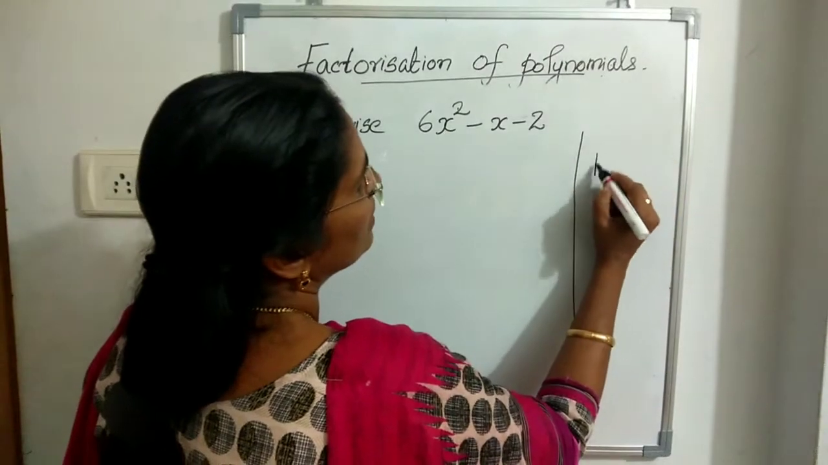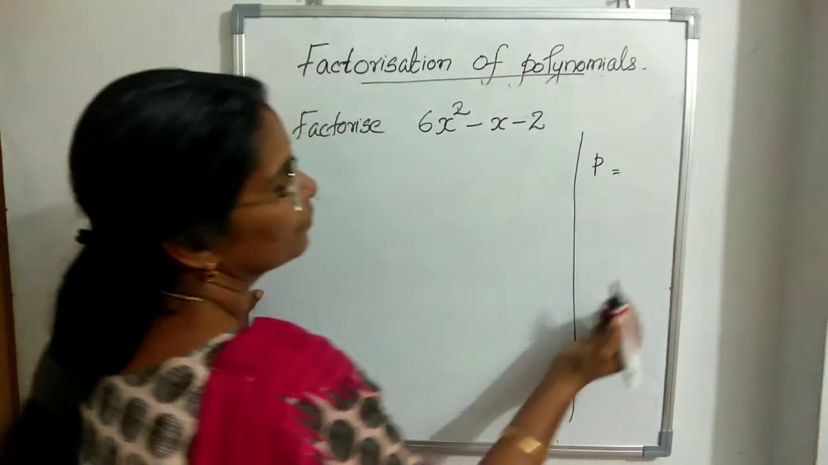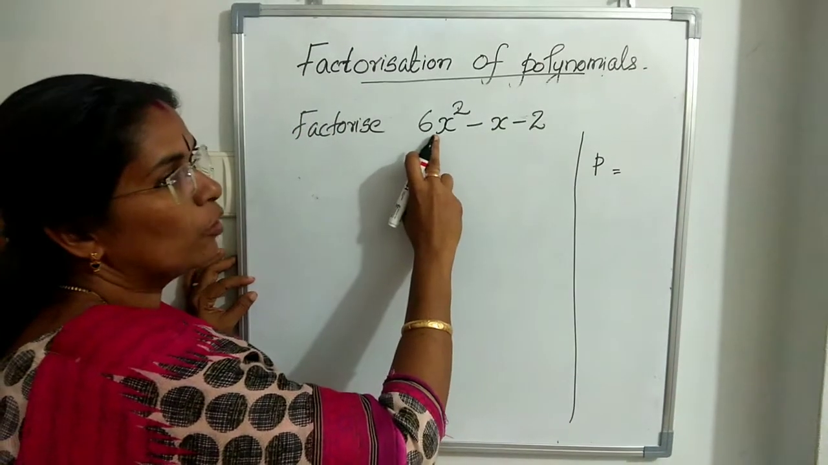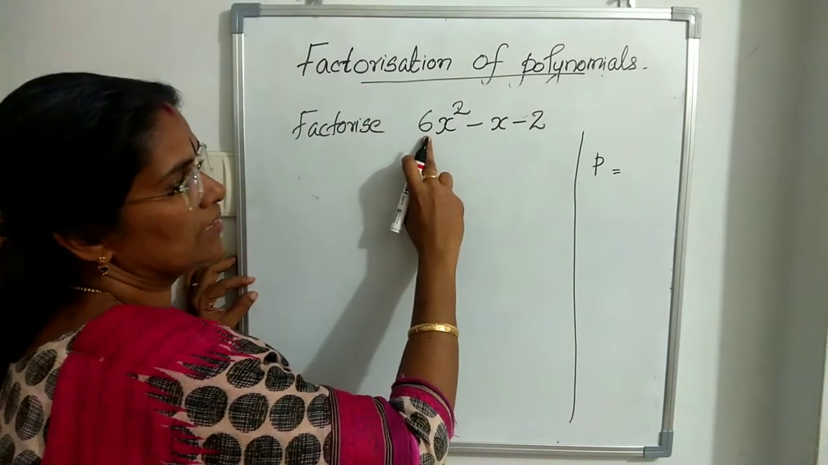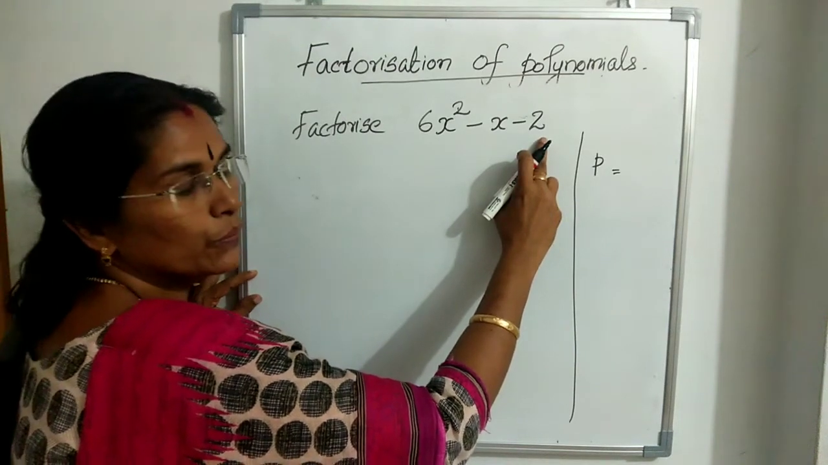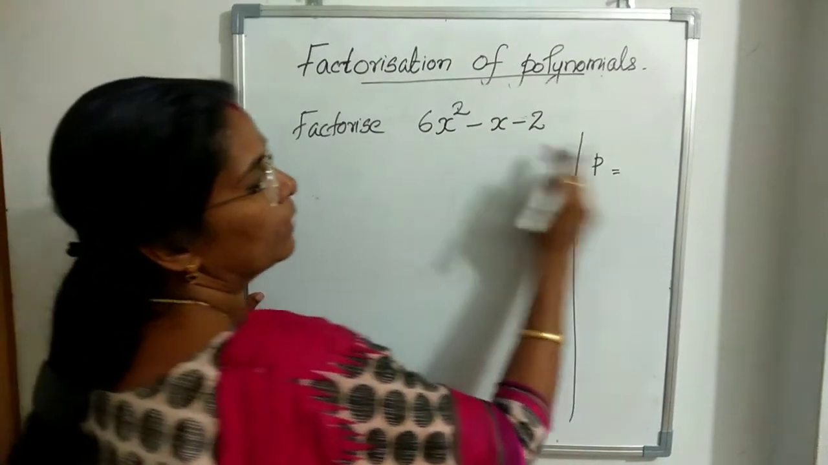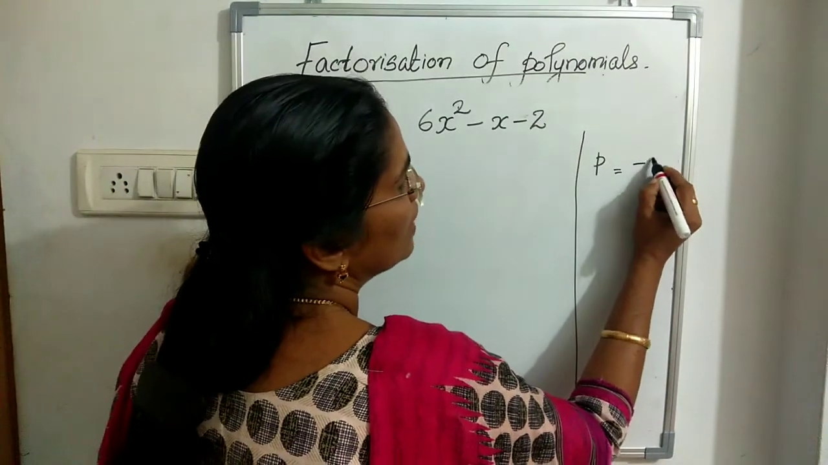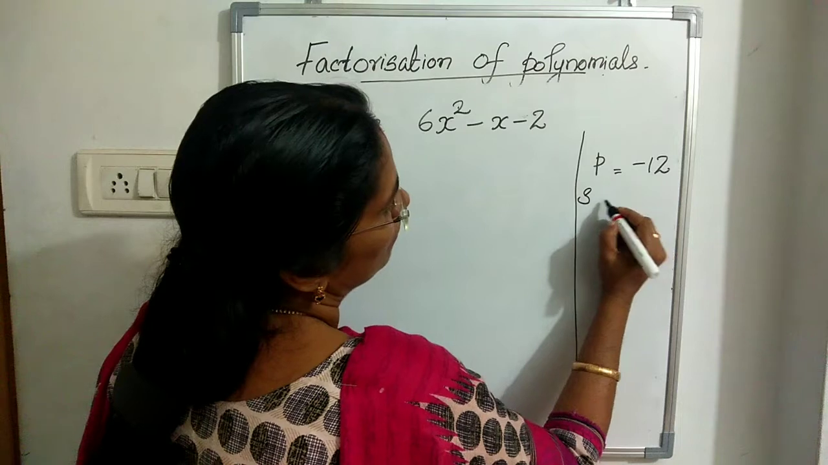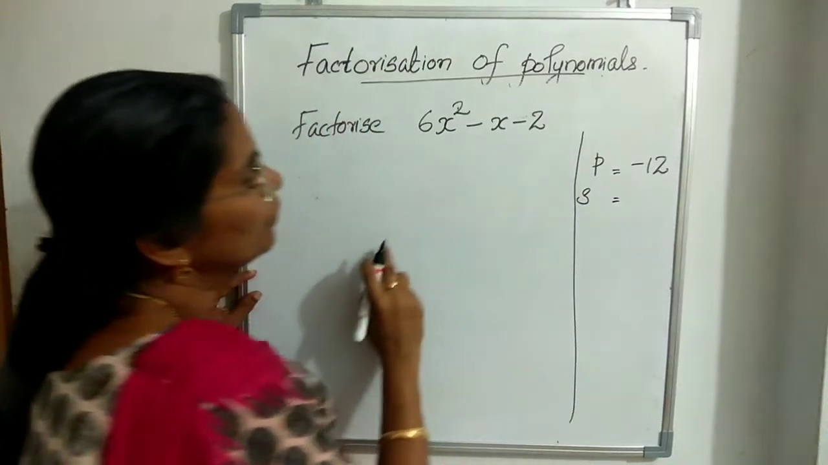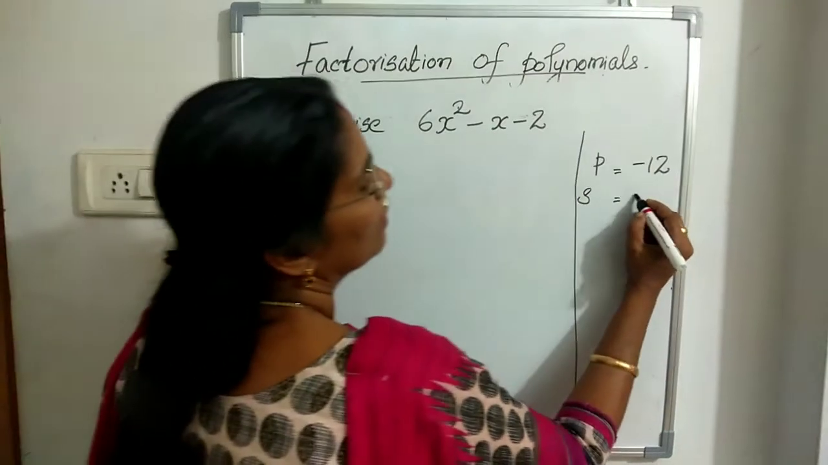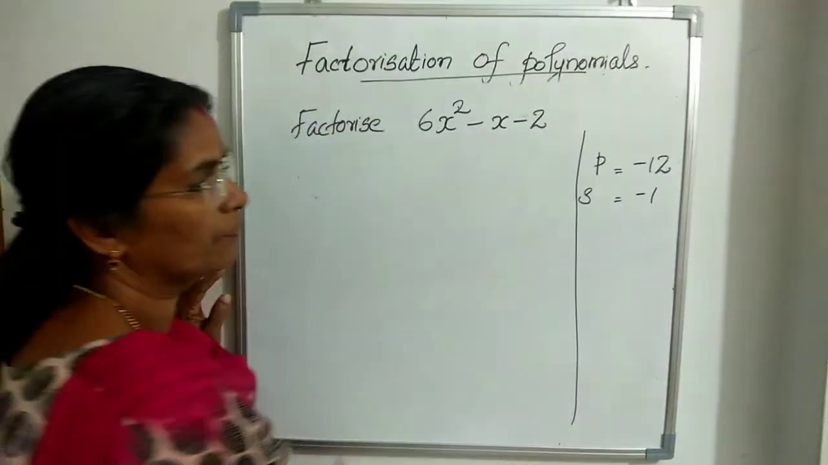What will be the product here? Product, P means product I am taking. Coefficient of x square, that is 6. What is the constant here? Minus 2. Okay, 6 and minus 2 multiply, we will get minus 12. That is the product. Sum, that is equal to the coefficient of x. Here it is minus 1.